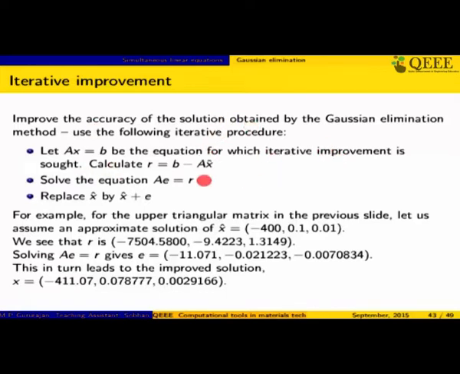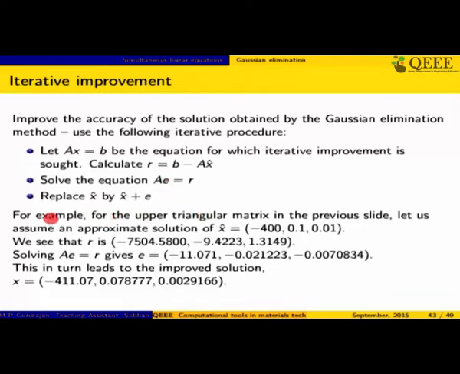And here is a procedure to obtain the iterative solution. Ax equal to B is the equation for which we are trying to find the iterative improvement, right? So we know one solution X that we have obtained. We know the A matrix. So if you calculate AX and subtract it from the right hand side, you have what is known as the residual. That is why it's called R. B minus A times some approximate solution X hat. Now you solve the equation AE equal to R. Now replace X hat by X hat plus E.